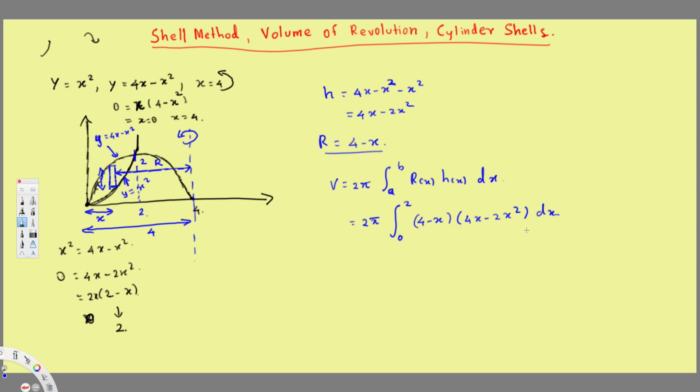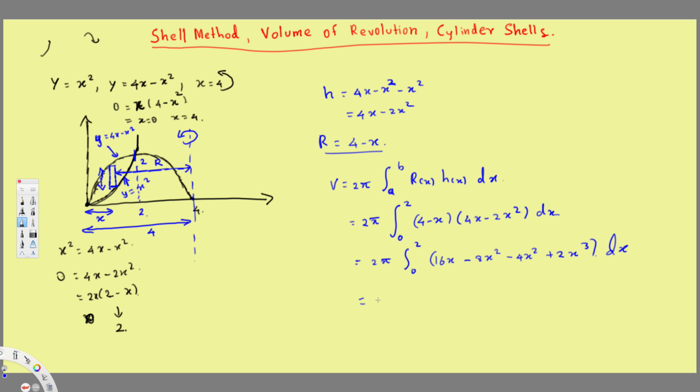Now let's multiply everything and make it simpler. So 2 pi integral 0 to 2, 4 times 4x, that's going to be 16x. 4 times minus 2x squared, that's going to be negative 8x squared. And negative x times 4x, that's going to be negative 4x squared. Negative x times negative 2x squared, that's going to be positive 2x cubed. So these are the values we get. Let's arrange this one in order of powers also.